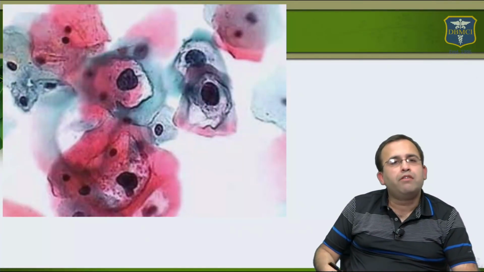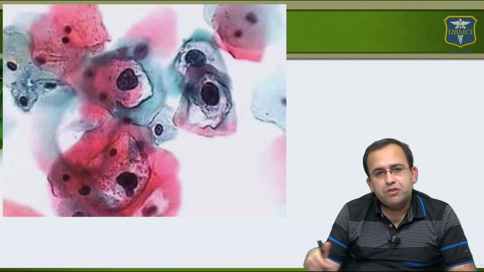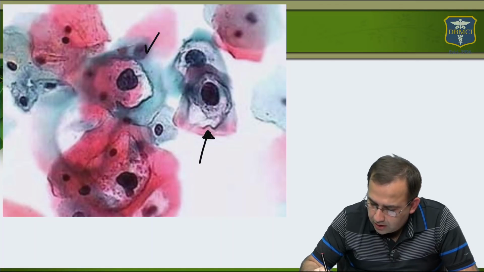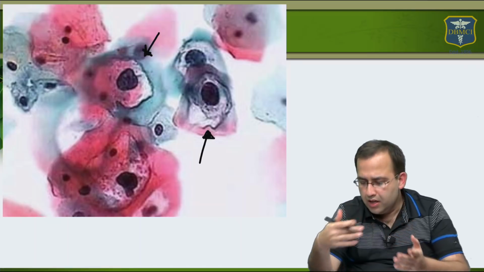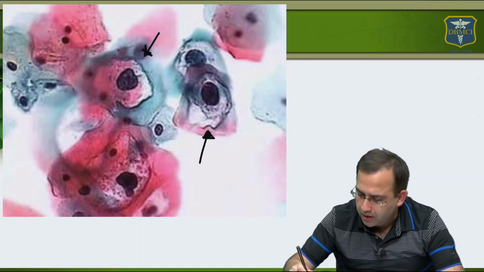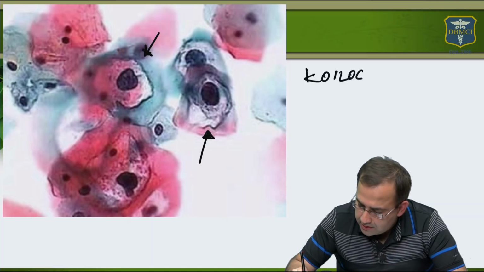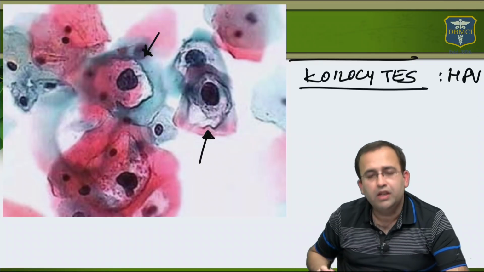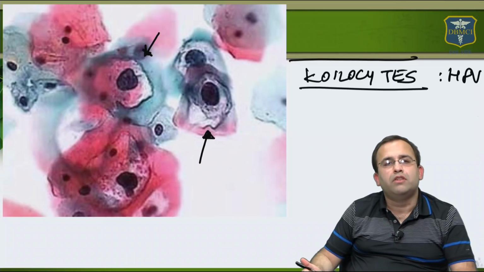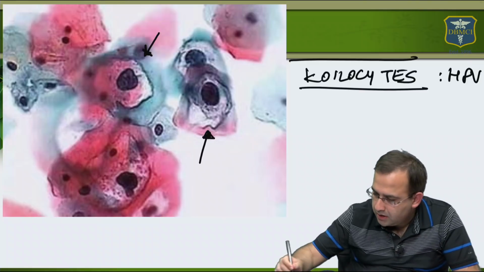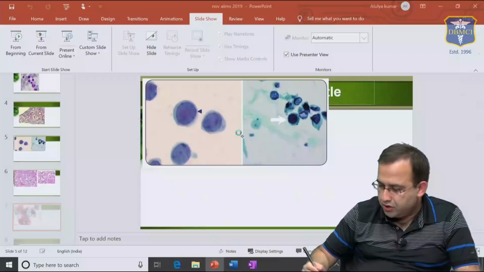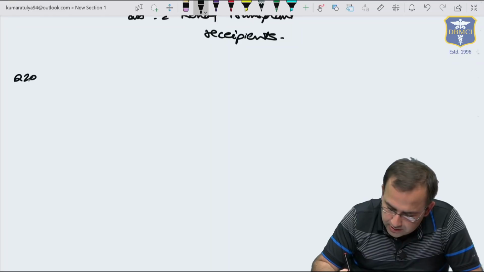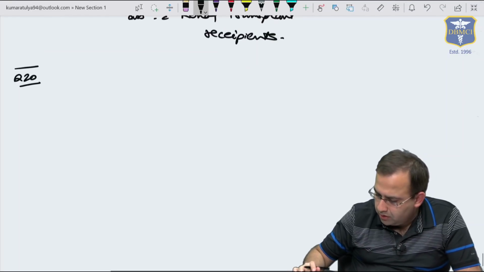Next, have a look at this. Diagnosis, pap smear. This is a pap smear with squamous cells showing perinuclear clearing around the nucleus. Nucleus is large and black and there is a clear white area around it. Perinuclear clearing. These are the coilocytes associated with HPV infection. Next, this gets us to question number 20.